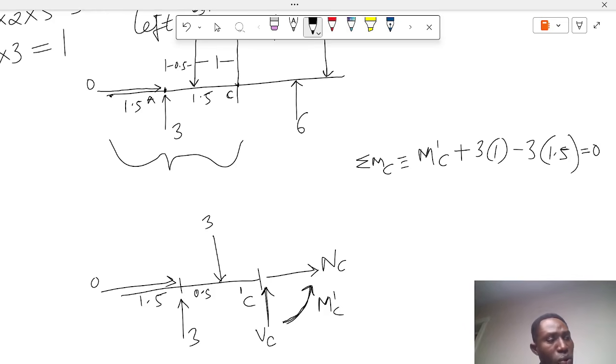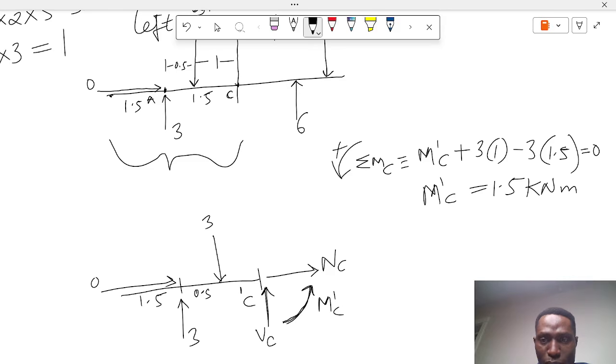From this, you could easily solve for your MC prime. So your MC prime, which is the bending moment about point C, is equal to 1.5 kilonewton meters. That is how you get your MC prime. Remember, we said counterclockwise is positive.